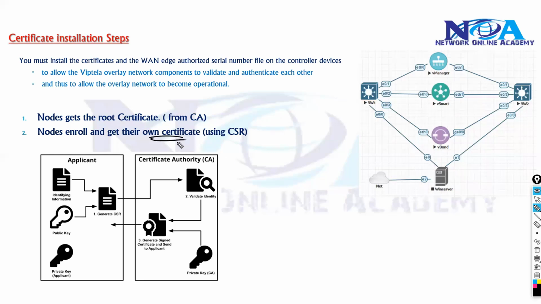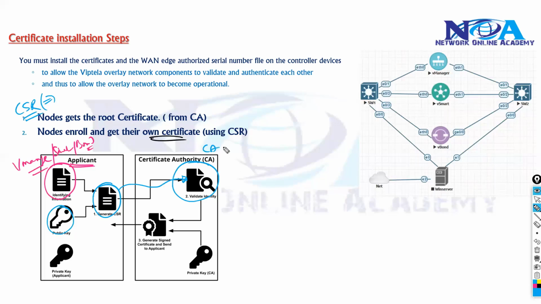Now in this process, let's say this is my applicant. Applicant means, in my case, you can consider this as any of your controllers, either a vManage, vSmart or vBond. So you can consider any of these devices as applicants. Now what they do is they will generate their own CSR. The CSR, again, is a certificate signing request. And they generate the CSR based on the public key. So they will generate their own certificate request and share that with the CA.